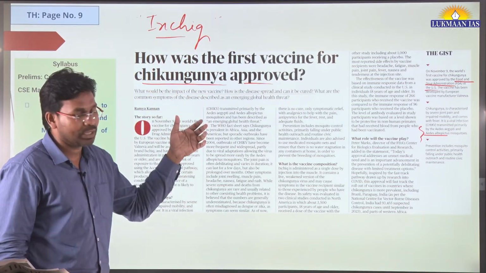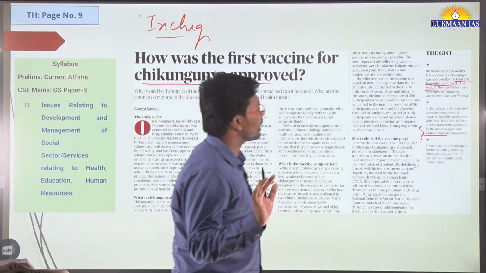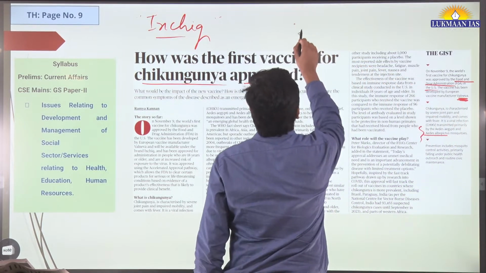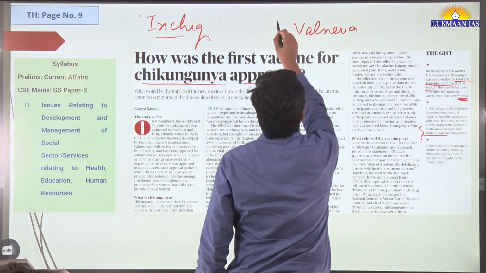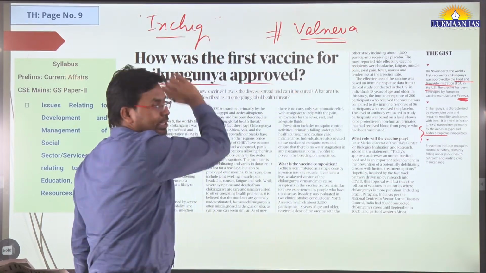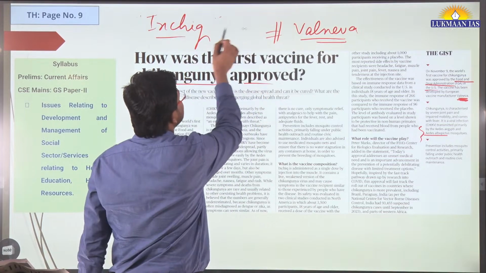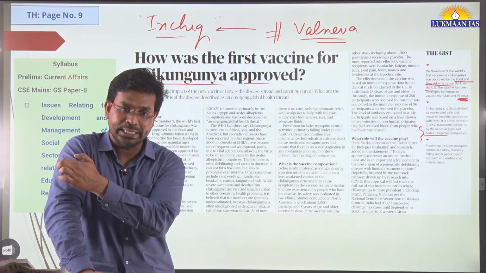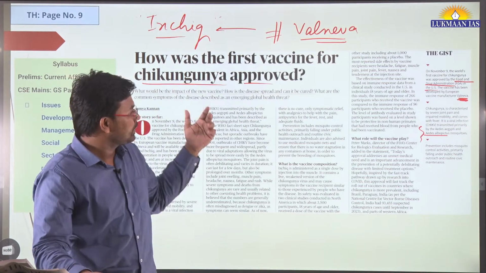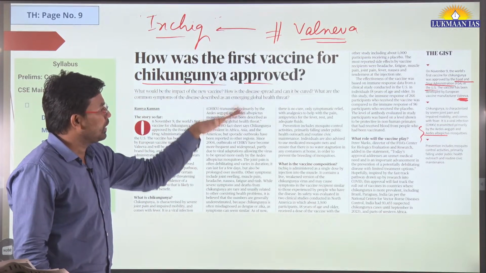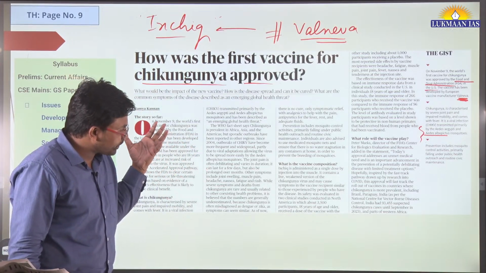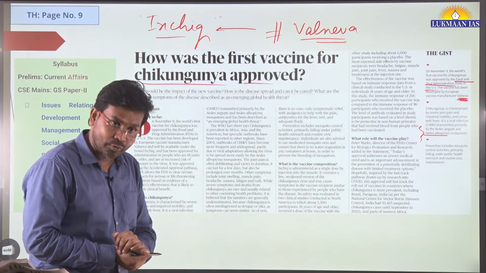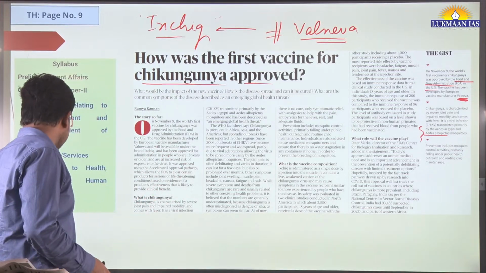It is for the first time that the US has approved it, and this vaccine is made by a European Union based company, Valneva. Valneva is the name of the company, and Ixchiq is the name of the vaccine developed by this company. This vaccine will be administered through injection, injected in the muscle. They have approved this particular vaccine through an emergency route. This is what is mentioned.